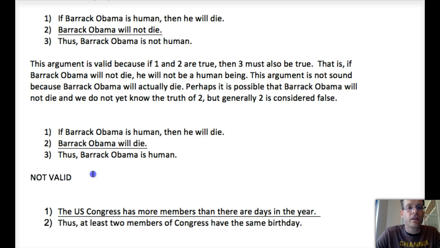And it's a little trickier. The argument form is not exactly the same. Here I'm saying, if Barack Obama is human, then he will die. Barack Obama will die, thus he's human. But there are a lot of things that are not human that die, right? You know, moss dies, but it's not human. So just his mere dying alone will not make him human. So it's not valid, and it's not sound.